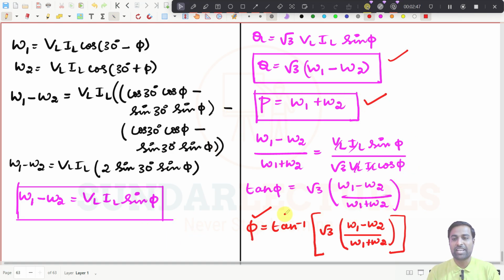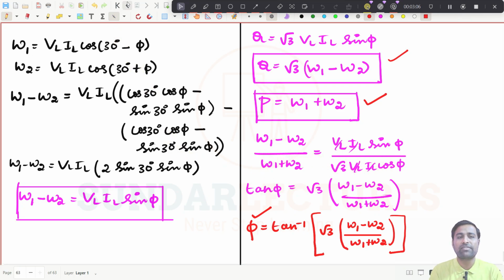We got everything, right? So I will give you some 6 or 7 points. What happens if the angles are 60 degree, 90 degree, 30 degree, and what is the nature of the load? That we will see in the next class with some numerical examples, right? Thank you. Go through this one anyhow.